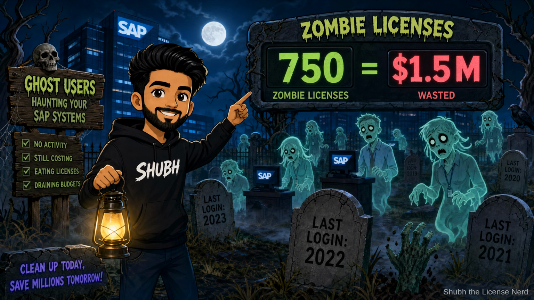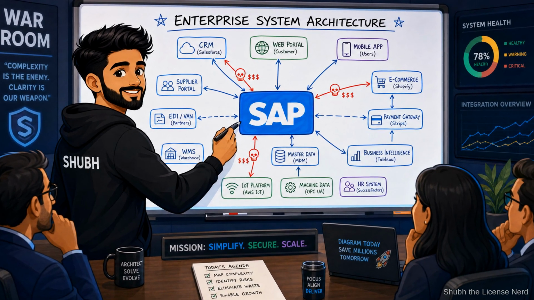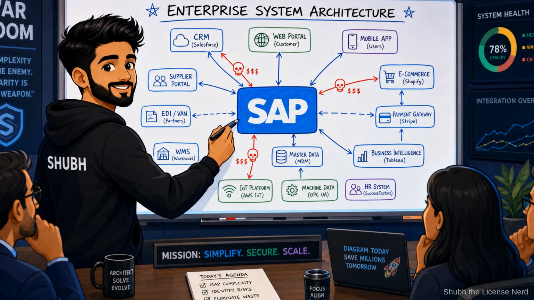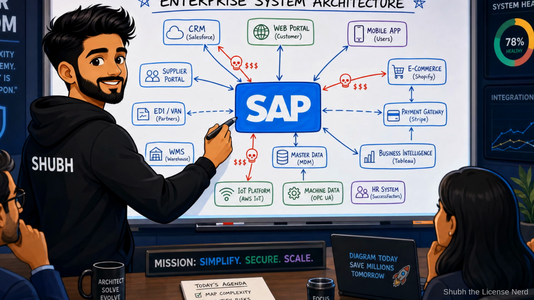Step 4. The Indirect Access Assessment. This is the $68 million question. Map every single system that connects to SAP. Your CRM, your website, your mobile apps, your IoT platforms, your EDI connections, your middleware.